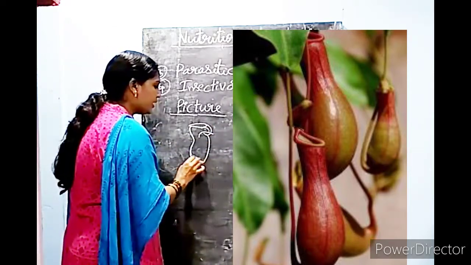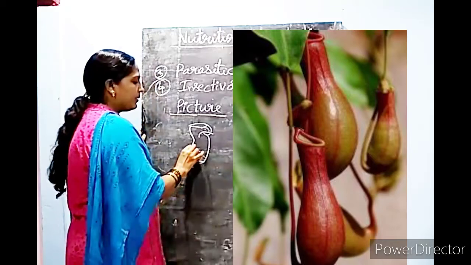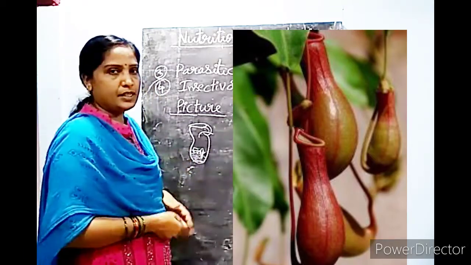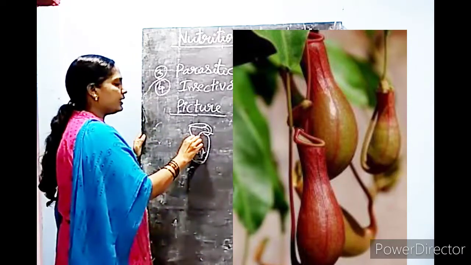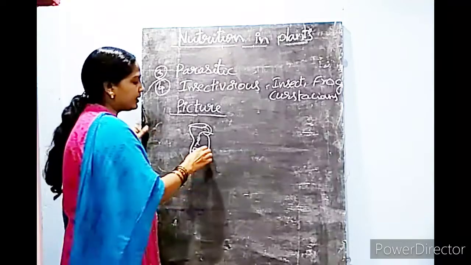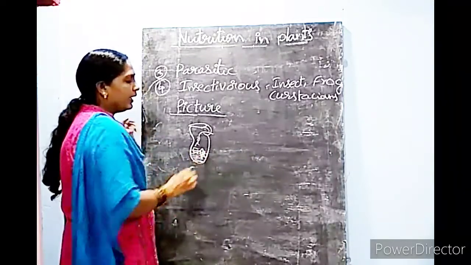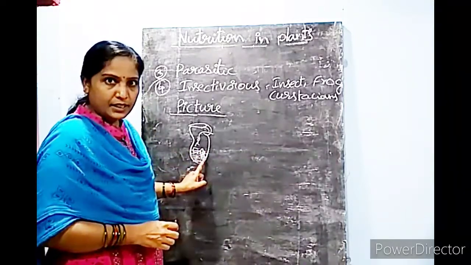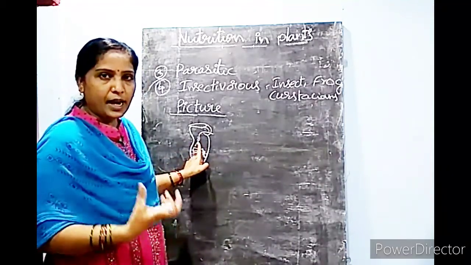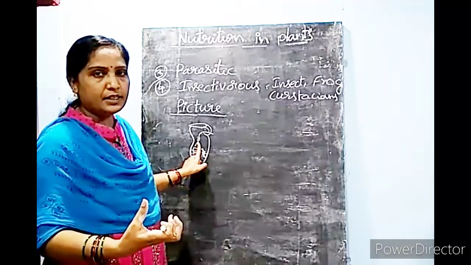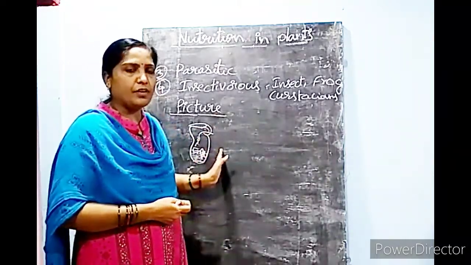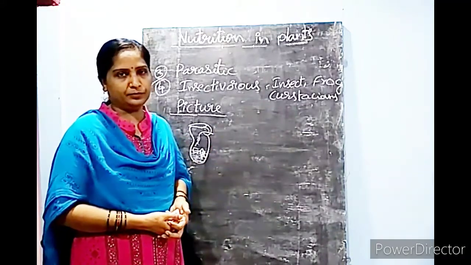And at the bottom of this pitcher plant, some liquid enzymes are present. Whenever the insect is trapped, it falls into these enzymes. And then because of these digestive enzymes, it gets digested. The trapped insects get digested and later can also be transported to the different parts of the plant.